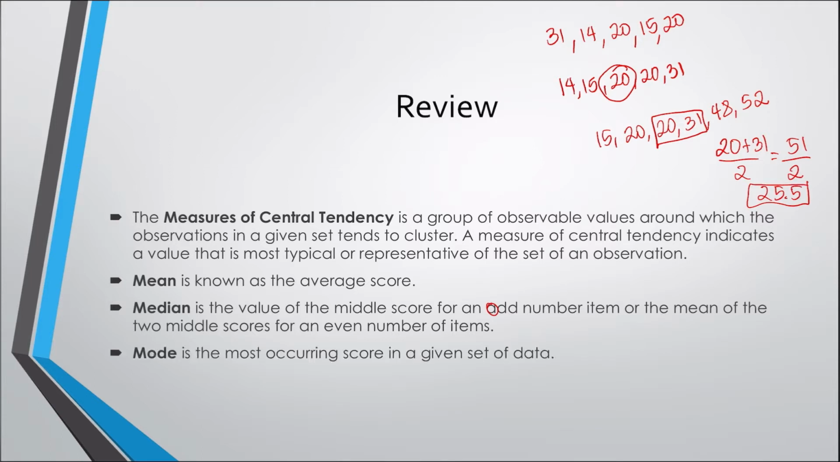Next is the mode. Mode is the most occurring score in a given set of data. So, yung mode ay yung pinakamaraming beses na nag-a-appear doon sa ating data. Dito sa example natin sa una, ang mode natin ay 20 kasi 2 beses siya nag-appear, kumpara doon sa iba, 1 beses lang.